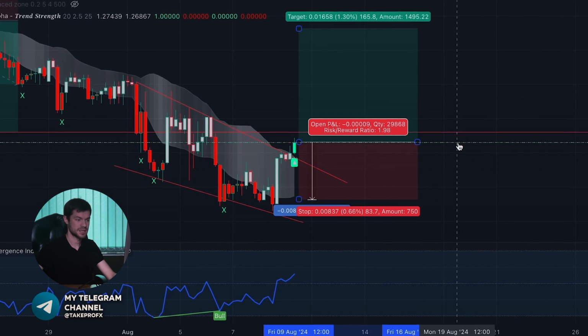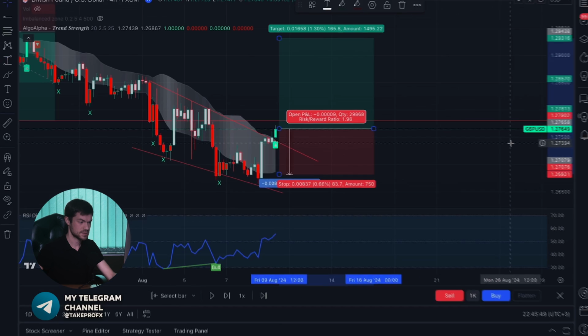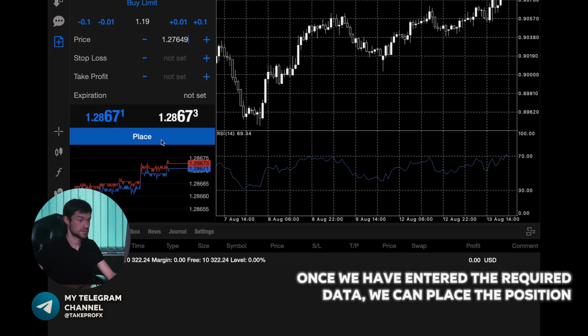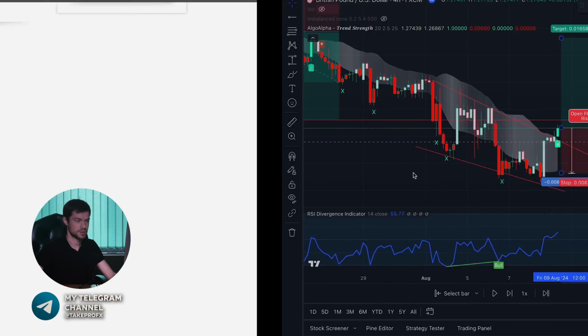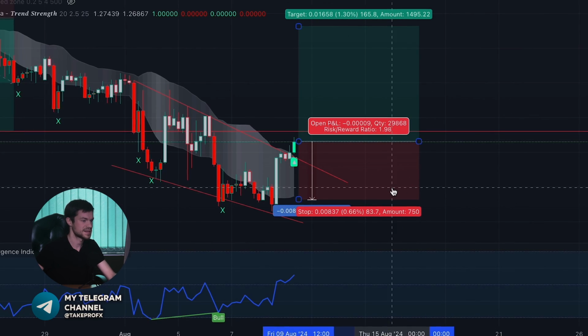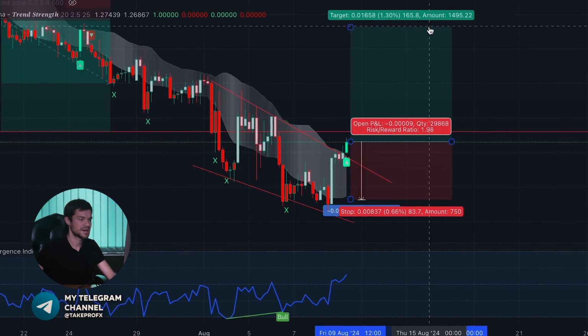But if you need a limit order, we also look at the price. It is 1.27649, and we write the price 1.27649 here as well. So that's all we have written down, and after that we place the position. Of course, now this position has probably already played out, but if you need, we immediately add a stop loss and we can immediately add a take profit.